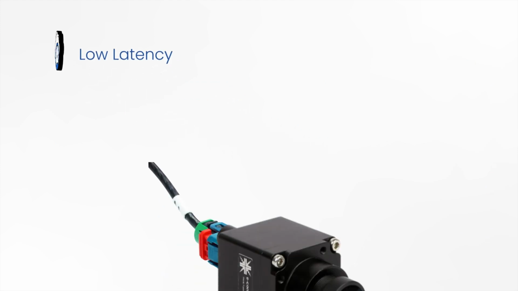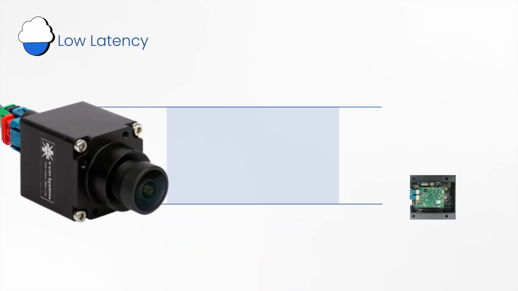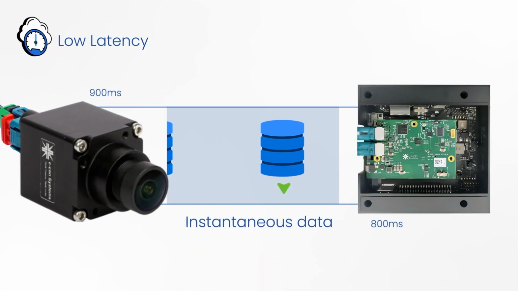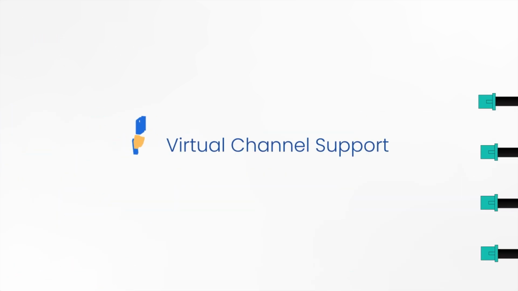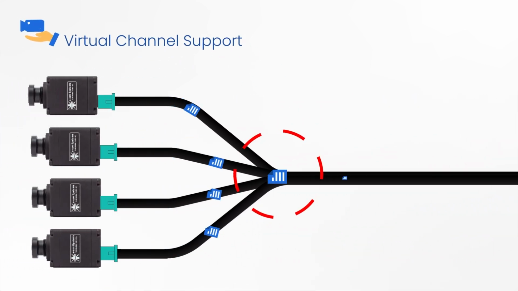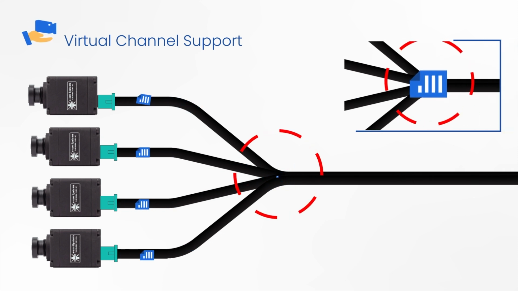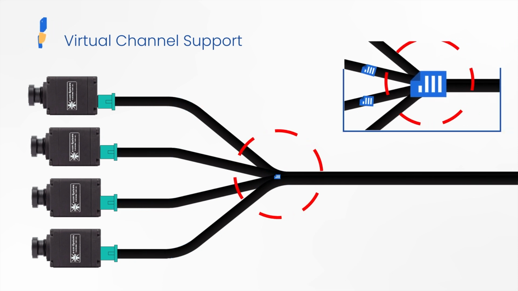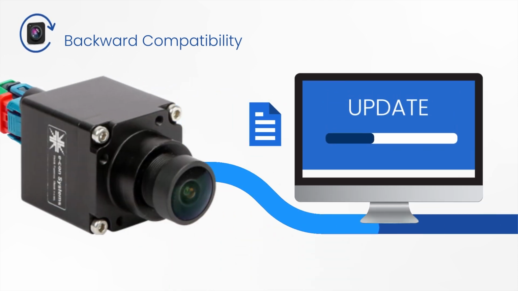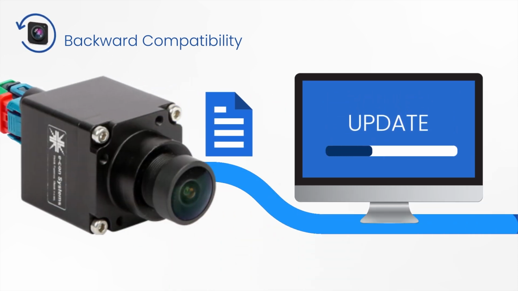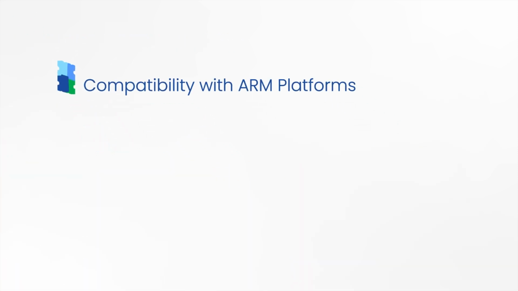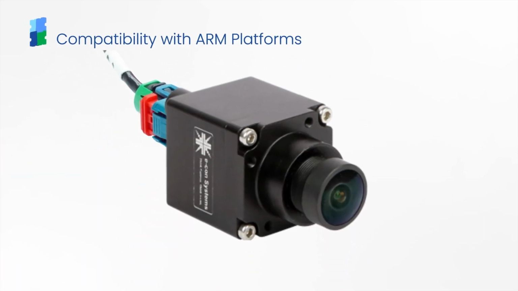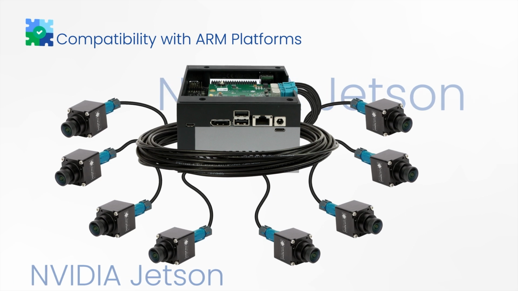Low latency: this camera interface's near-instantaneous data transmission ensures minimal delay between capture and processing. Virtual channel support: GMSL cameras ensure multiple data streams can be transmitted over a single physical channel without adding complexity. Backward compatibility: GMSL interfaces are compatible with earlier versions, offering flexibility in system upgrades. Compatibility with ARM platforms: GMSL cameras integrate seamlessly with platforms like NVIDIA Jetson.